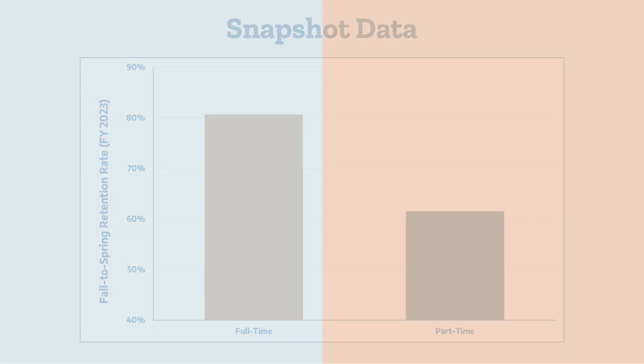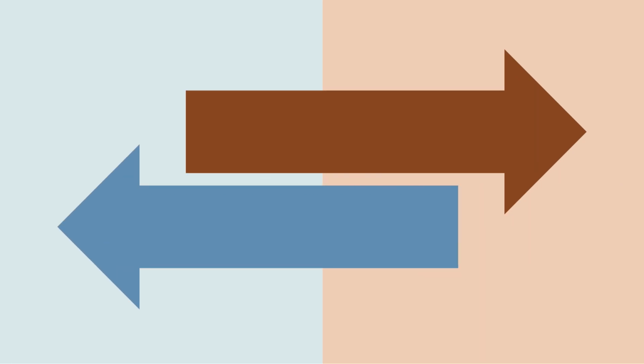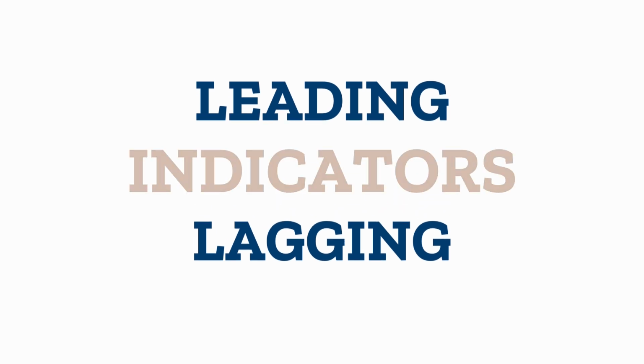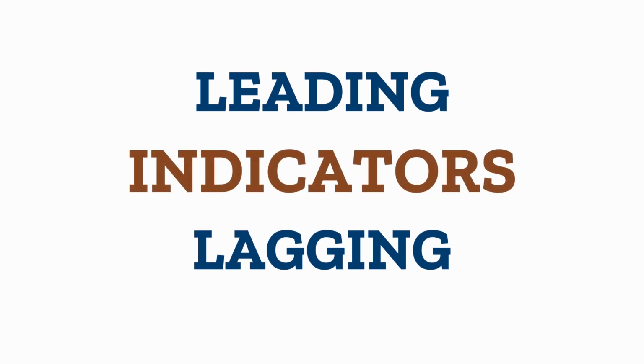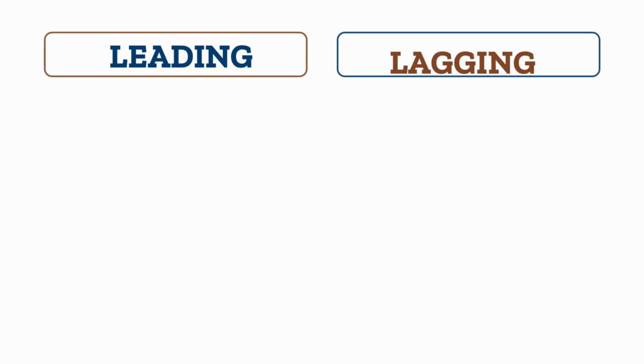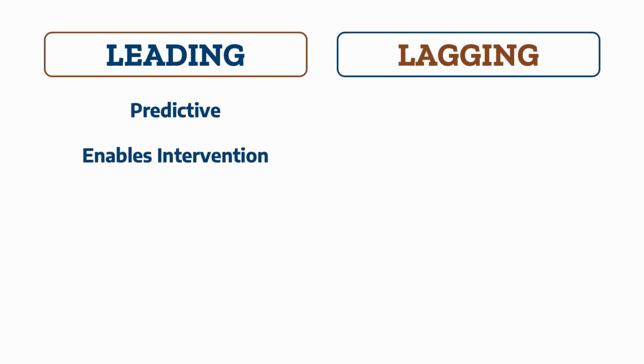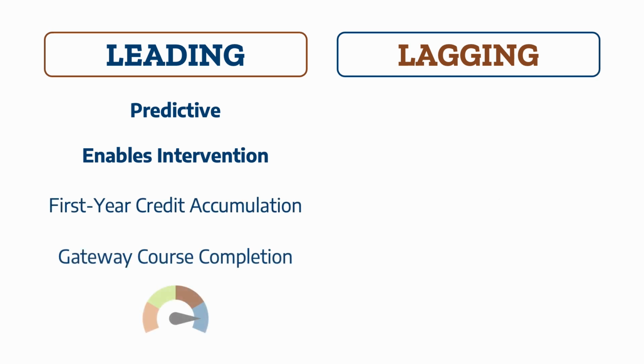Another important distinction is between data that predict future outcomes versus data that show past results. We call these leading and lagging indicators. Leading and lagging indicators have been widely researched in higher education, and their use can transform how you leverage data for governance. Leading indicators predict future outcomes and as a result allow for proactive interventions. Research has identified several key leading indicators for community college student success, such as first-year credit accumulation and gateway course completion in math and English.